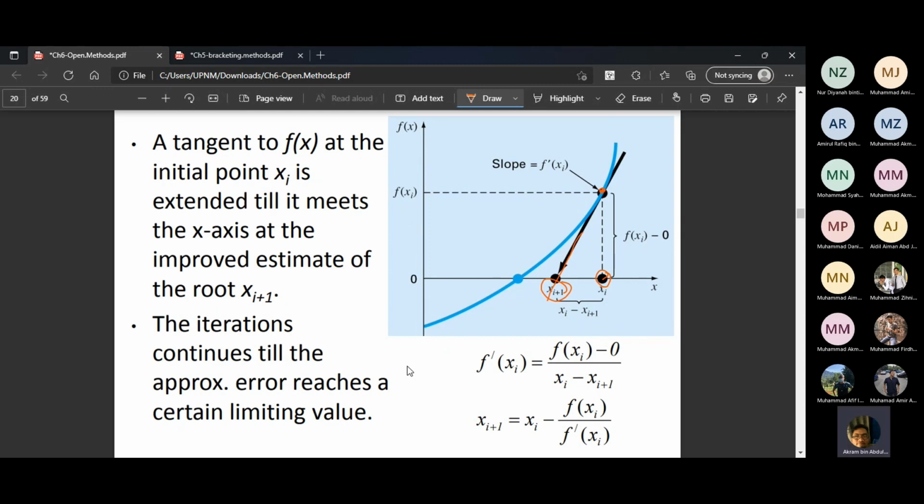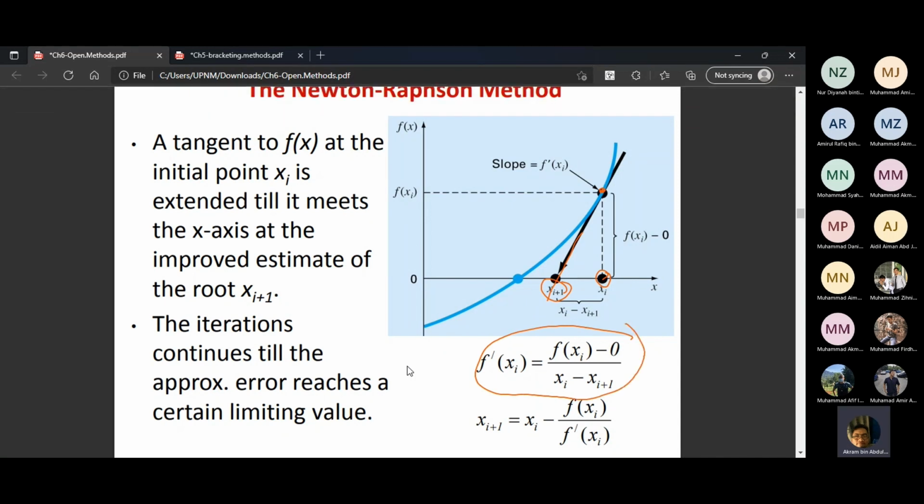So daripada sini, kita tahu tinggi ni adalah f x i, jarak di antara dua ni adalah x i minus x i plus 1. So f prime x i adalah this one. So from this one, kita boleh dapatkan apa nilai x i plus 1 ni. So kita rearrange dia. So kita akan dapatlah ini, iaitu formula bagi Newton Raphson.